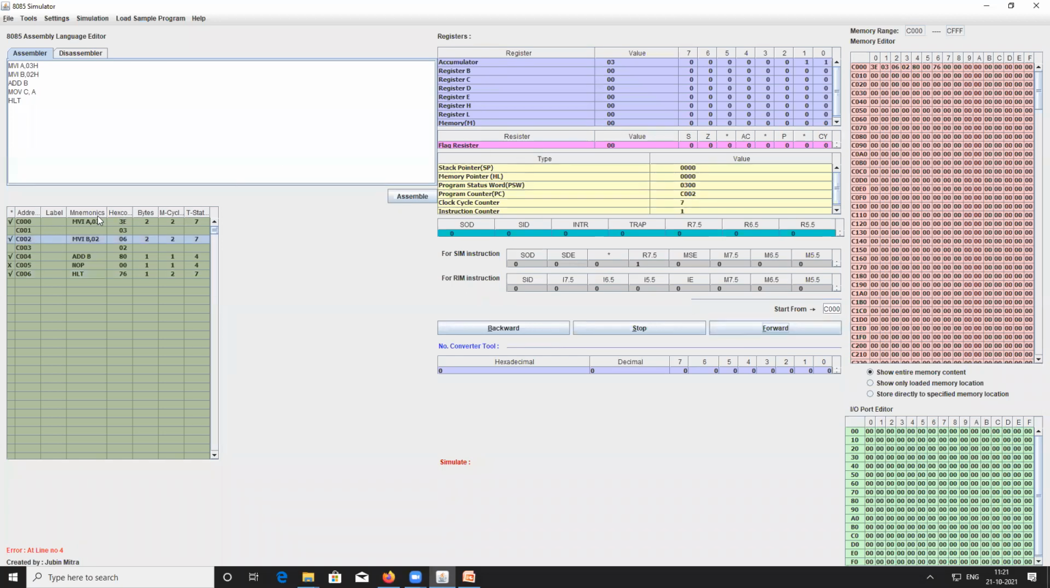After execution of the first instruction, MVI A, 03, the value 03 will go to the accumulator.